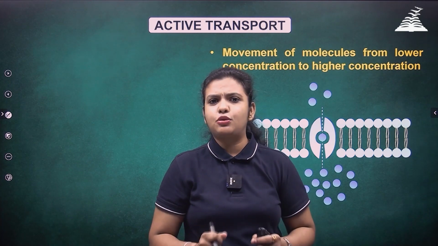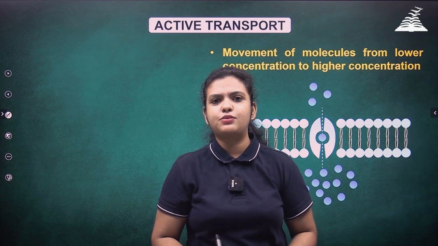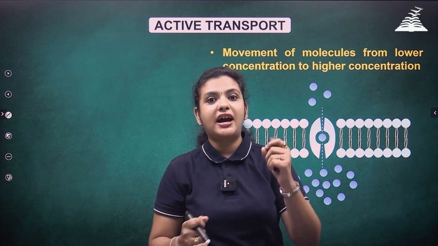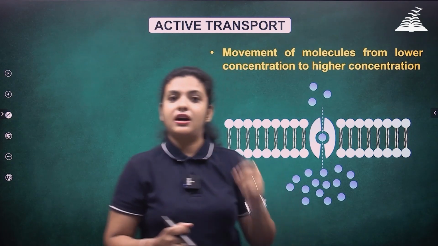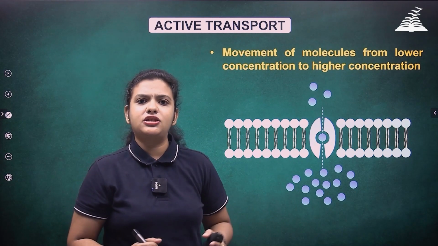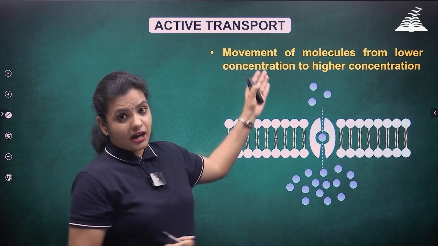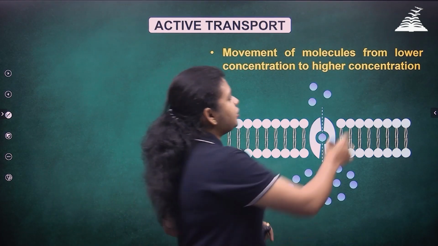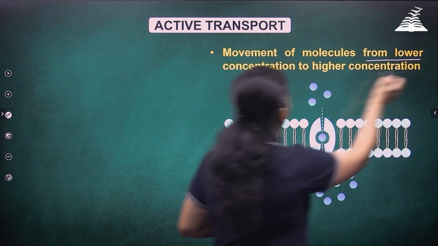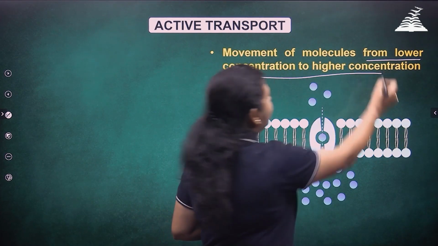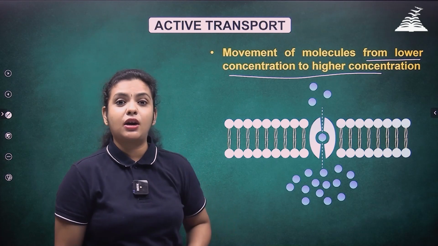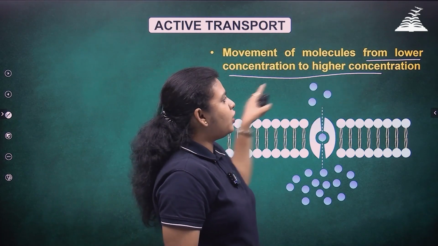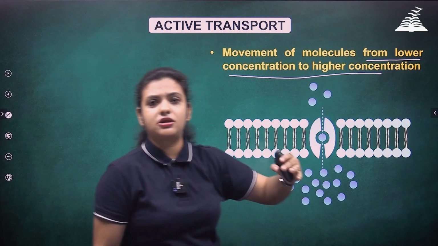What is active transport, students? What did we say is active transport? Active means we're using energy. What is the energy? Energy is ATP, right? Why do we need energy? We will see what is active transport. Active transport says it is the movement of molecules from lower concentration to higher concentration. Now did you understand why we need ATP? Movement of molecules from lower concentration to higher concentration.